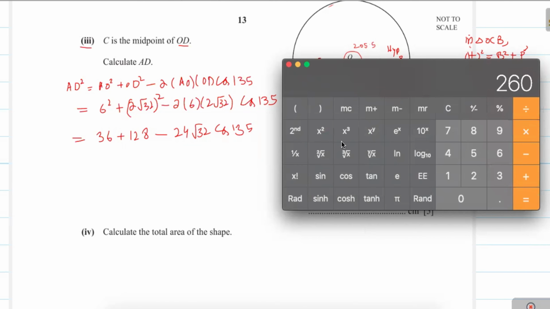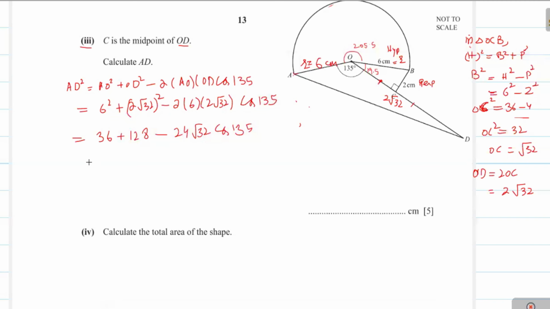Now we take the square root. AD square is 260, and AD length will be equal to square root of 260, and this will be equal to 16.12, and this is the answer.